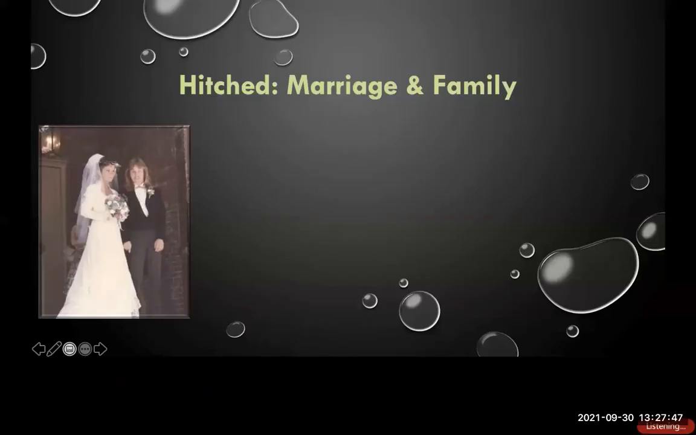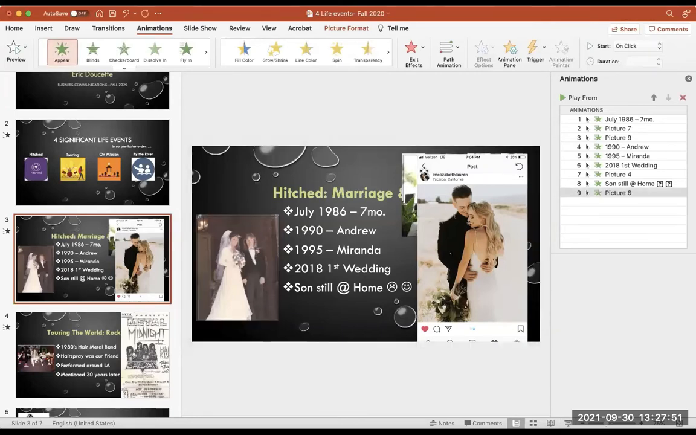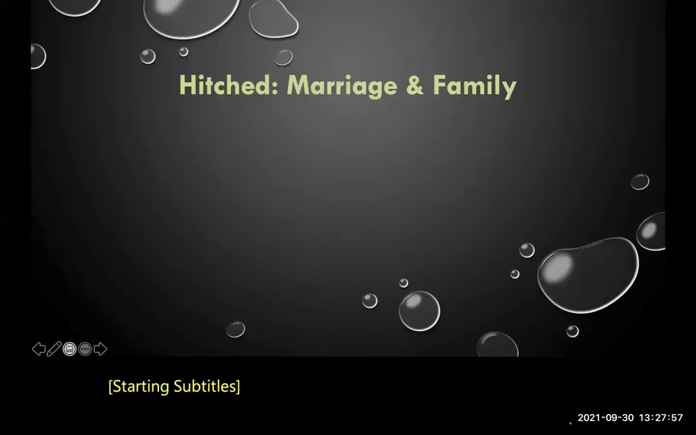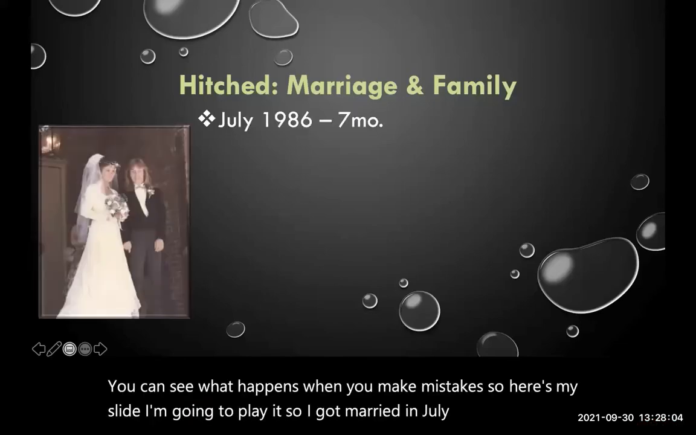So, I forgot that picture too. So let's go ahead and add that one to the list, and I'm going to move that up above that. Okay. So good thing I made a few mistakes, right? That way you can see what happens when you make mistakes. So here's my slide. I'm going to play it. So I got married in July 1996. There's a picture of me and my wife when we got married.